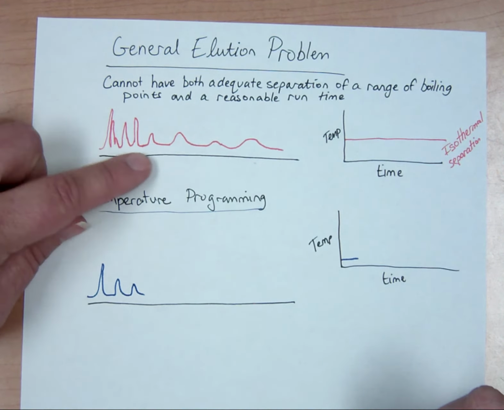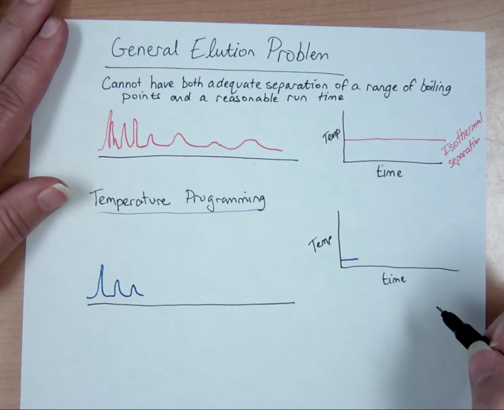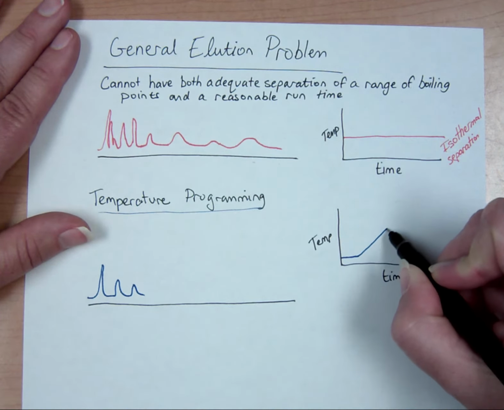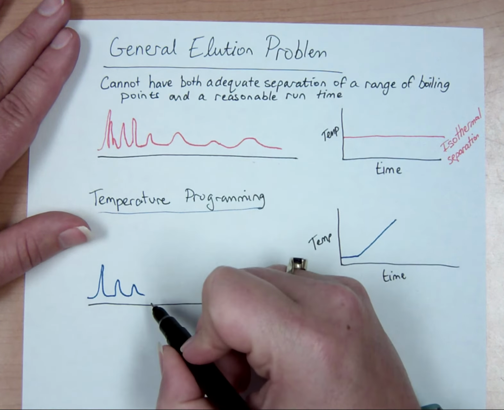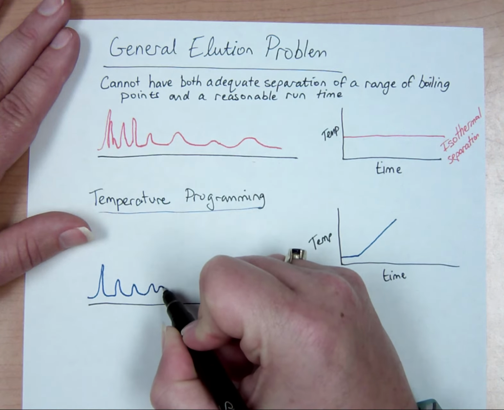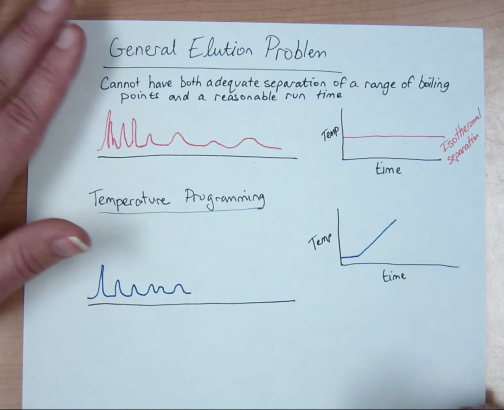And then in the middle here, we know that those were reasonably separated, so we might want to pick up the temperature here at a rate that's going to get these to elute still with good resolution. So our next three components will also come off with good resolution. They might look something like that.